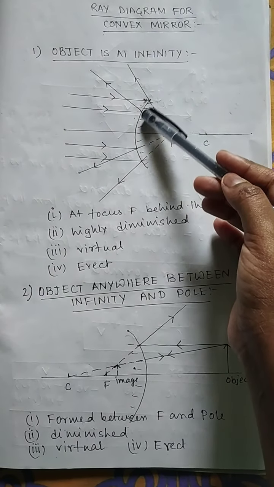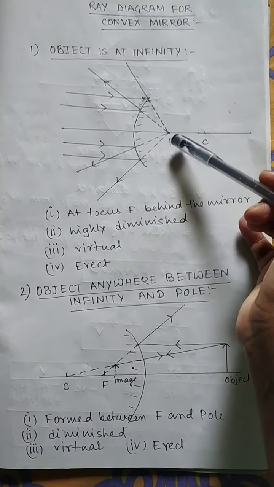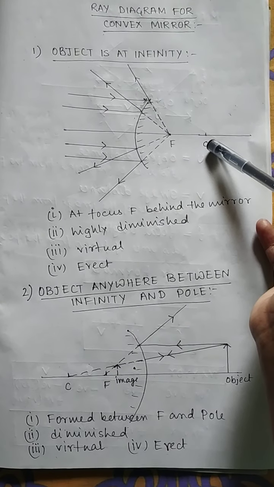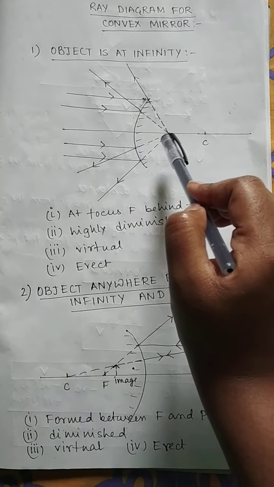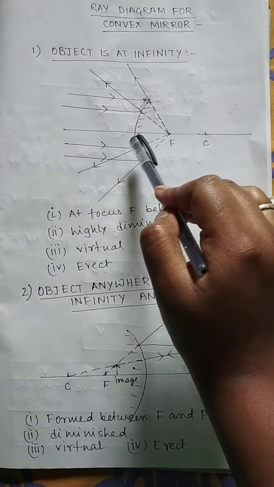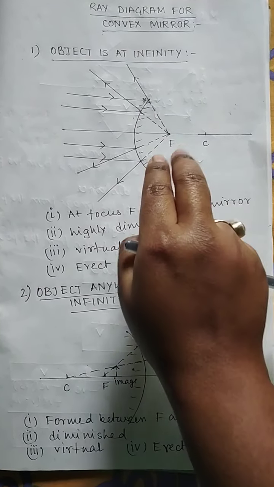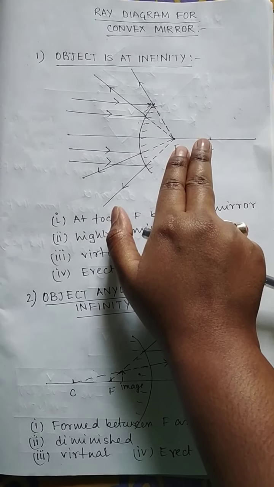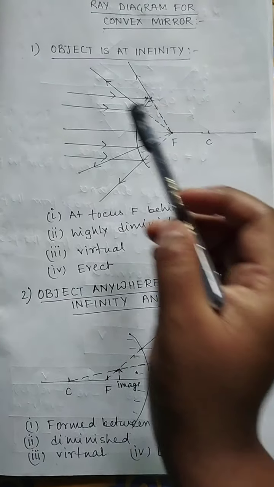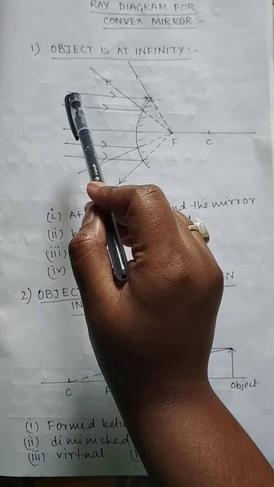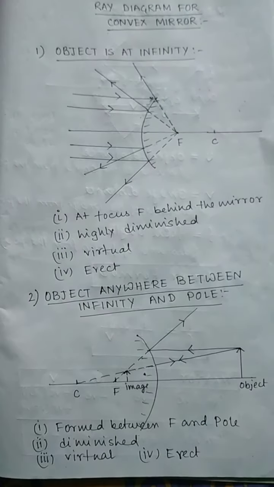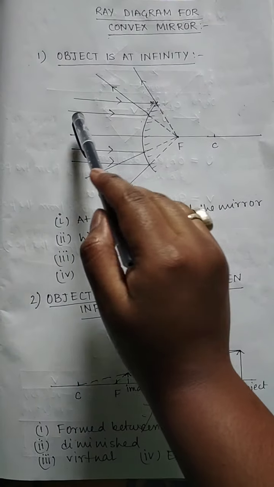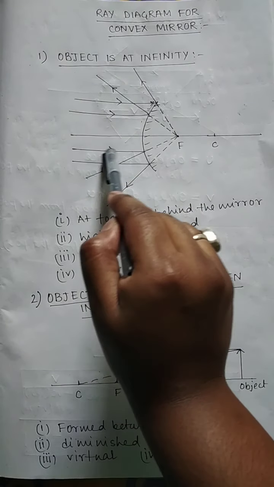So here I have drawn a convex mirror. This is the focus and this is the center of curvature. When you draw the mirror, keep in mind that the focus and the center of curvature must be at the same distance. That means this distance and this distance should be same. So when the object is at infinity, we assume that the rays from the object are parallel to the principal axis. So here I have drawn parallel rays to the principal axis.